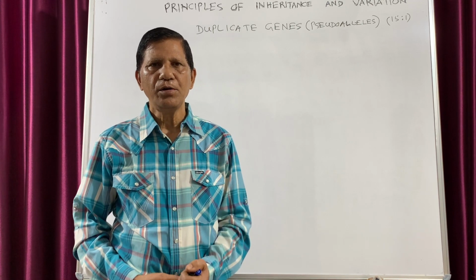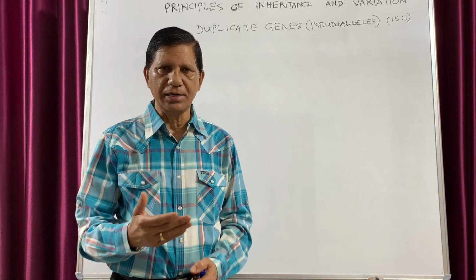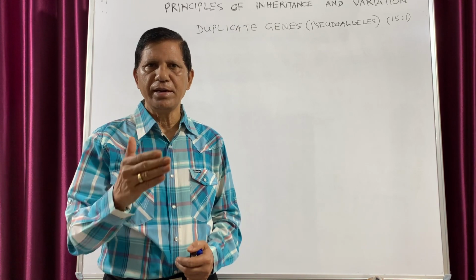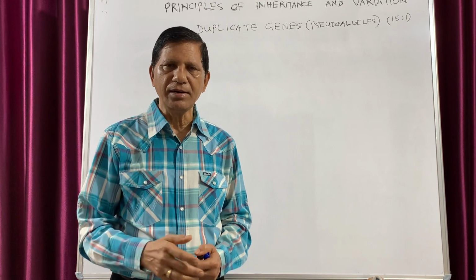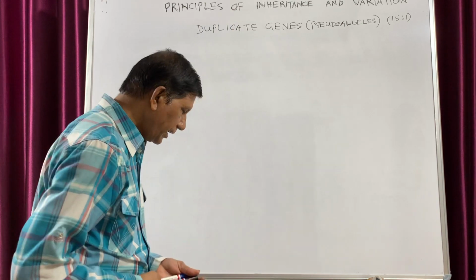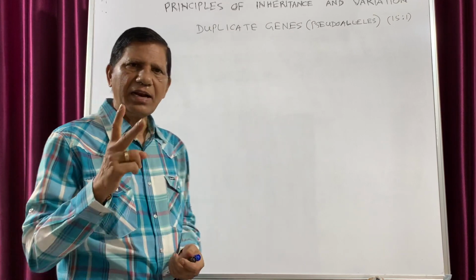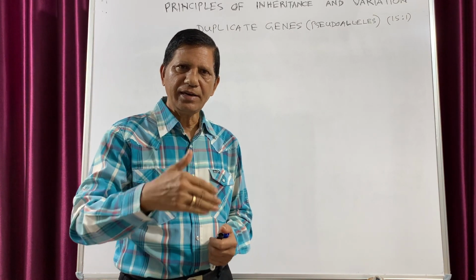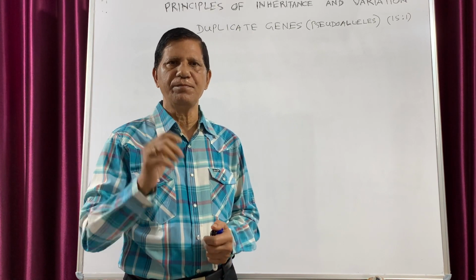Today in this video, we'll discuss the duplicate genes or pseudo-alleles which are coming in the ratio of 15:1. That means Mendel's dihybrid ratio 9:3:3:1 is modified to 15:1. So in case of duplicate genes, what happens? There are two independent genes present in different loci, but their behavior is same.